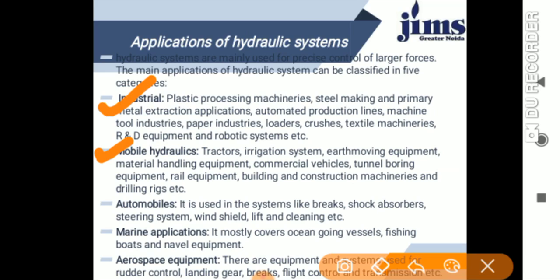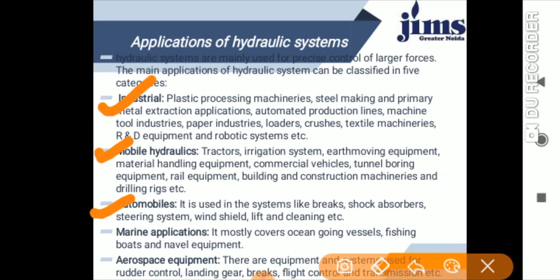Then we are talking about automobiles. It is used in systems like the brake, shock absorber, steering system, windshield lift and cleaning. Nowadays all those facilities are available in different types of automobiles like cars, trucks, and buses. These are the facilities that come along with those vehicles.